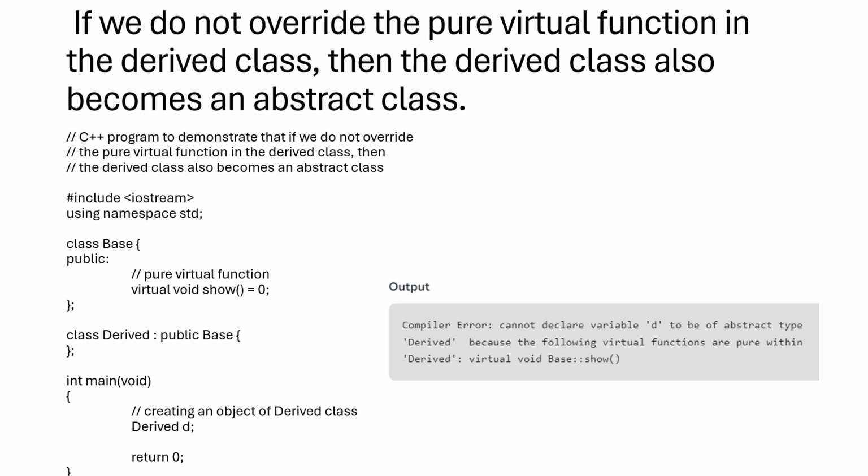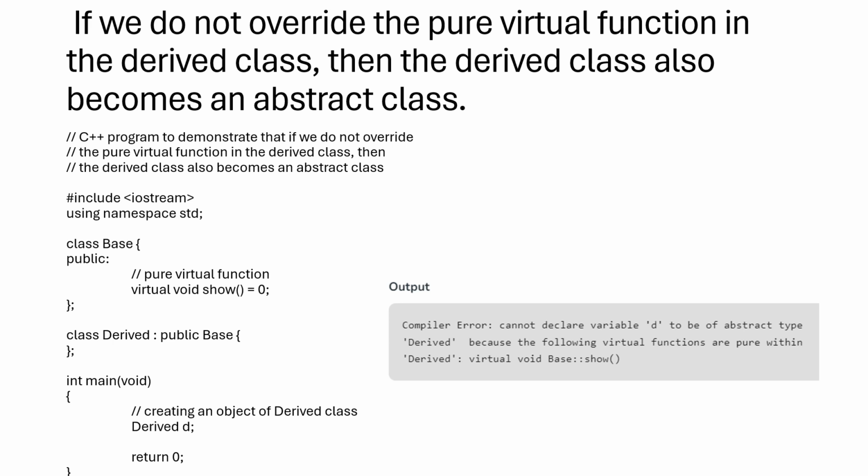Next, if we do not override the pure virtual function in the derived class, then the derived class also becomes an abstract class. What this says is, if we do not override the virtual function in the derived class, it becomes an abstract class.